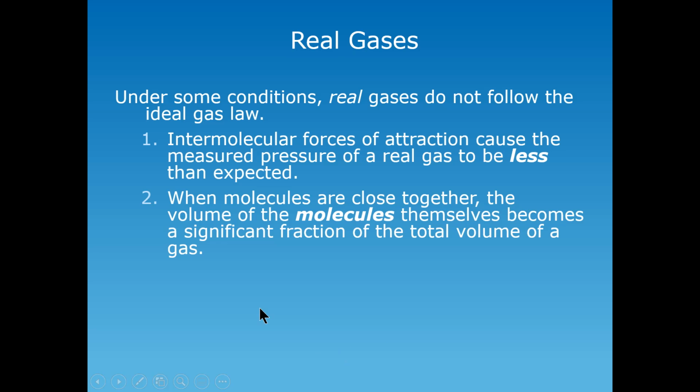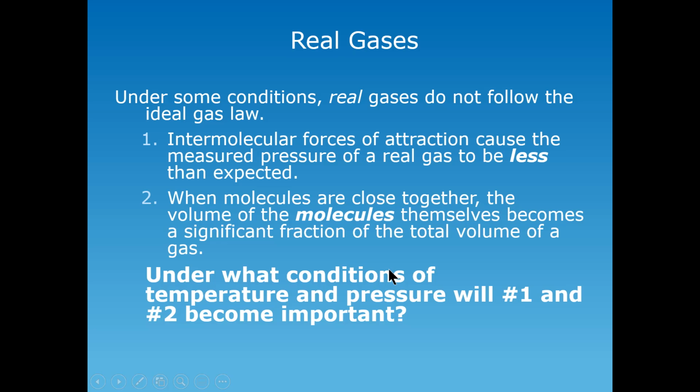The second important difference between real gases and ideal gases is that in the case of ideal gases, the assumption is that the size of the gas particles is effectively zero compared to the container that they're in. We know, of course, that in the case of real gases this is not true. The size of the particles in real gases is a significant fraction of the total volume of the container they're in. So that's another important difference between real gases and ideal gases.